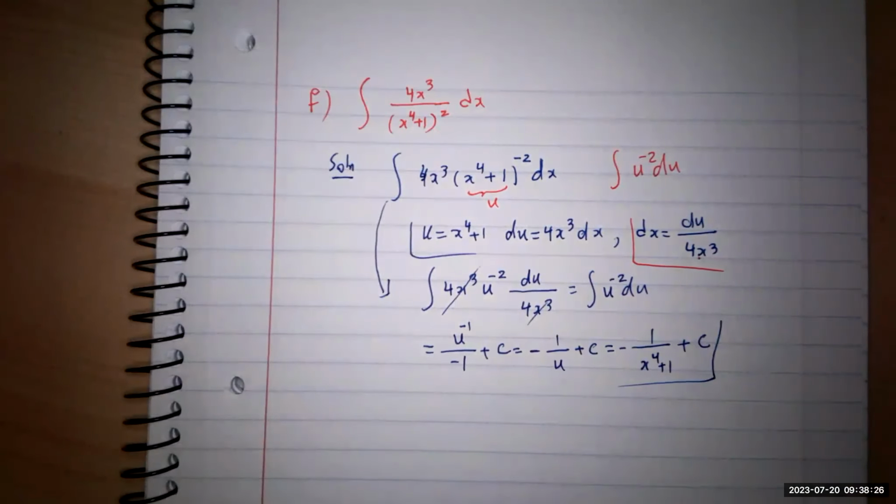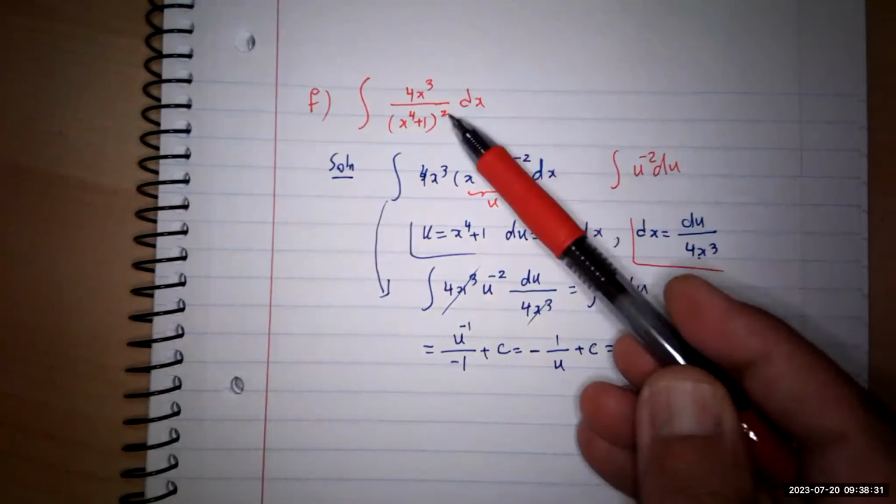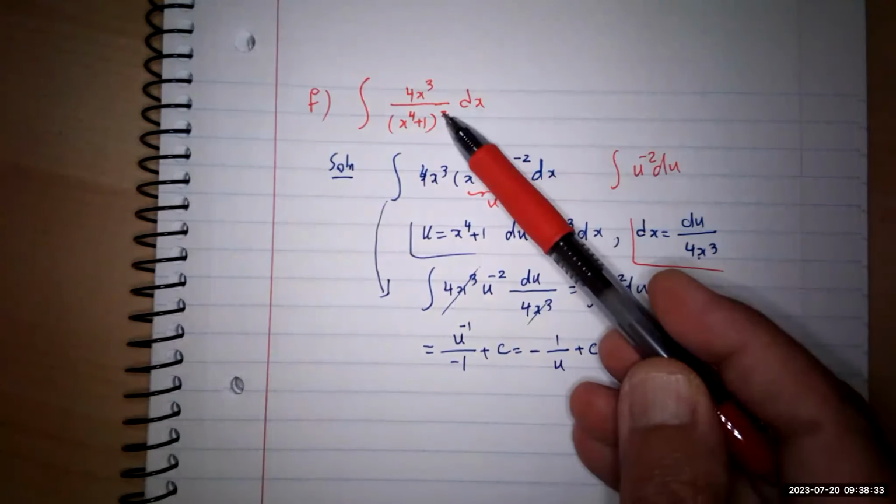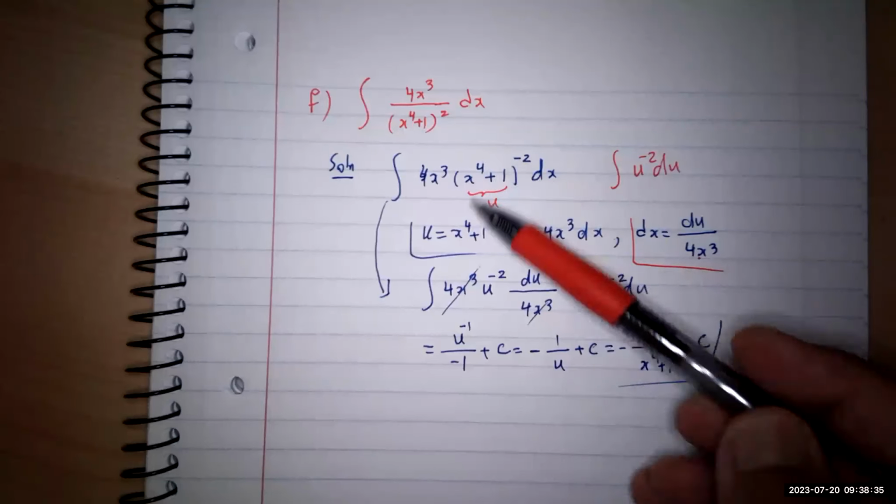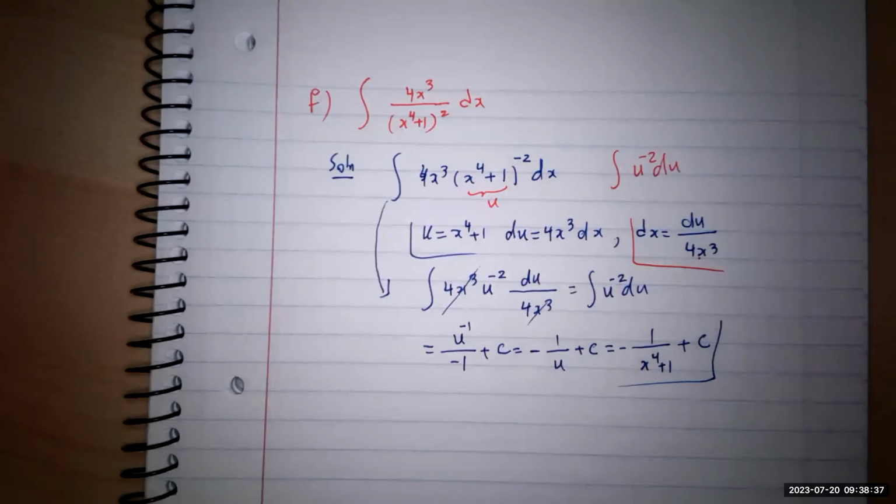Okay, these are all these types. The one type only is missing. We do it next week, when the power is negative 1. If it's going to be 1 over u, we can't use the power rule. We have to use the natural log, but we talk about it before the final. Okay, so they are all the same.